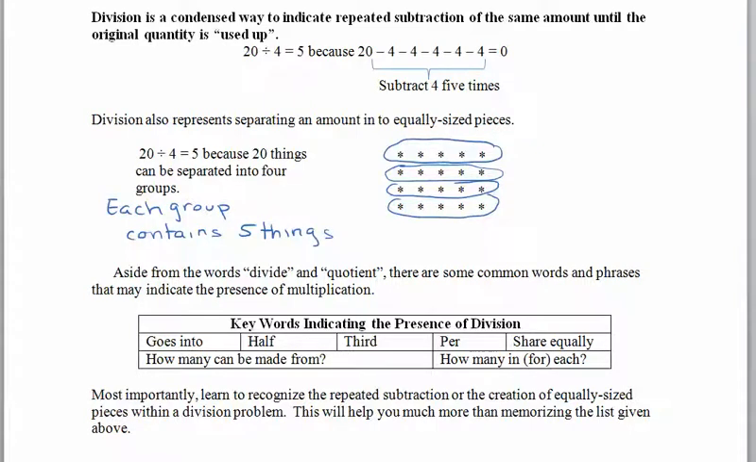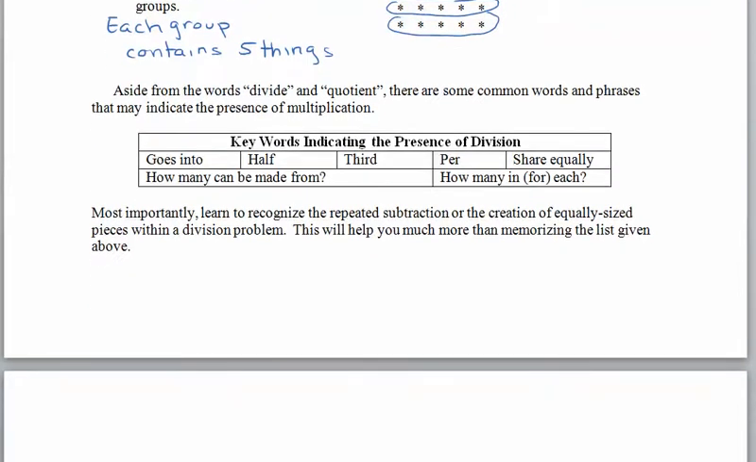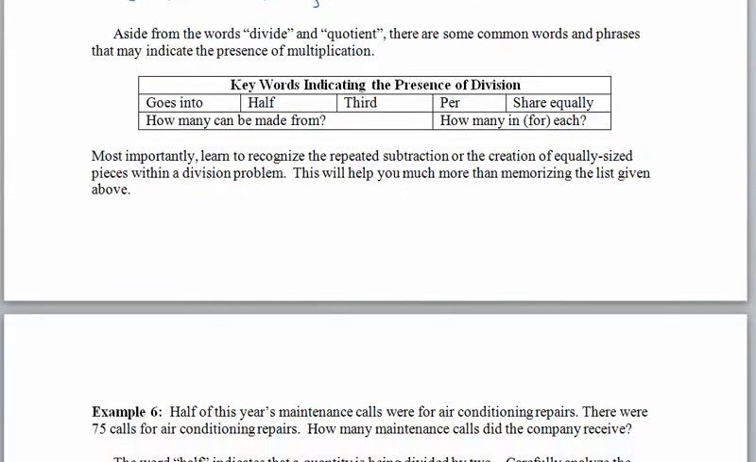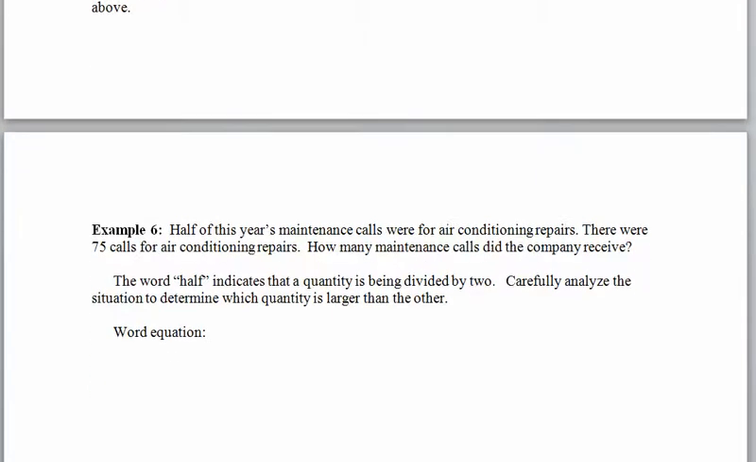So just like before with multiplication, we have some common words that tend to indicate division. Certainly we can tell people to divide. We can use the official word for division, which is quotient. But otherwise, sometimes people talk about 6 going into 30, half of something, a third of something, things being shared equally, how many in each. And like before, the real job is not to memorize this table. It's to think about the creation of these equally sized pieces, or to feel that repeated subtraction that's happening until a quantity is all used up. So let's come down and just check out an example here.